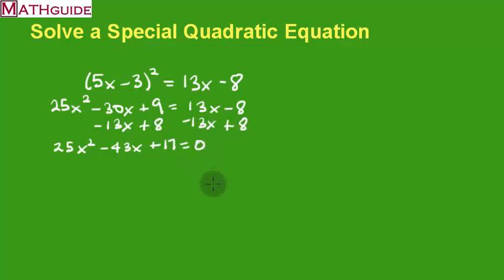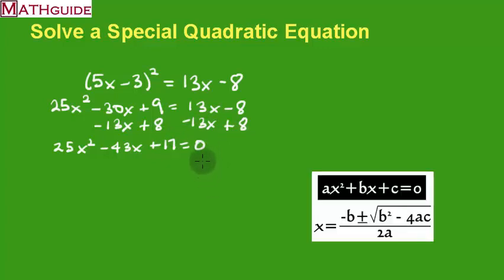So we had to get a 0 here because we need to use the quadratic formula, and in order to use the quadratic formula you have to have a 0 here. Alright, so what I'm going to do is plop these values into the quadratic formula, and remember that our A value is 25, our B value is negative 43, and the C value is 17. So I'm going to throw those values in the quadratic formula.